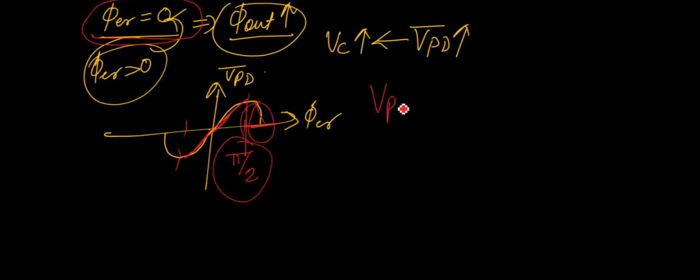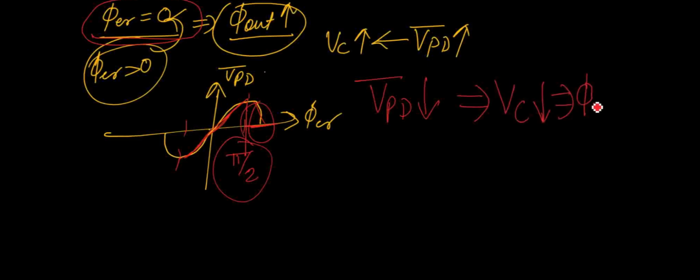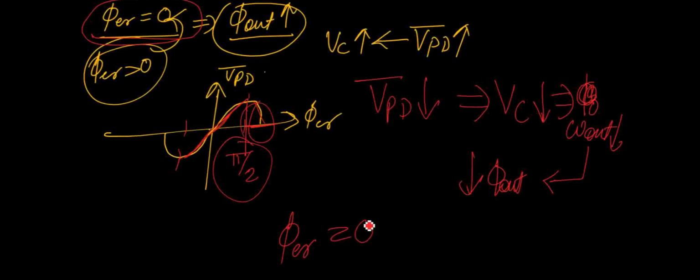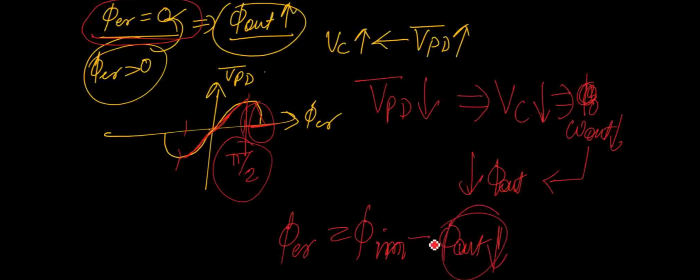Your VPD bar is negative, means VPD bar is reducing, which will reduce VC and which will reduce phi out, or you can say omega out. And this omega out will reduce phi out. Since phi out is reducing, the phase error will increase. Why? Because phase error is equal to phi in minus phi out. You are decreasing phi out more, so the error will become more. So that is a problem.